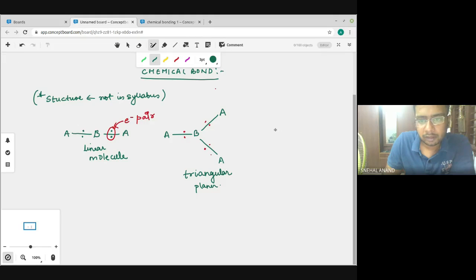If you have four of them, then they will try to arrange themselves at maximum distance from each other. And it will be a 3D structure, not a 2D structure anymore. It will be a tetrahedral. Okay, so it's a tetrahedral where all the bonds are at maximum distance from each other. It's more like a triangular pyramid.